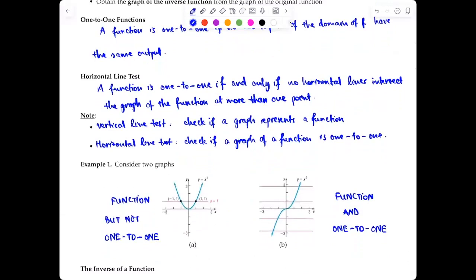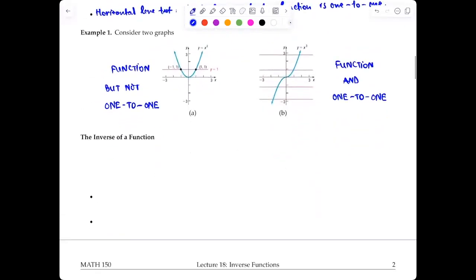We want to know if a function is one-to-one because that's a very important condition. When you find inverse functions, only a one-to-one function can have an inverse. You know what I mean. Okay. That leads us to the next concept, the inverse of functions.